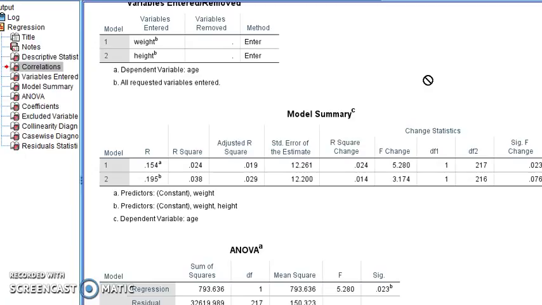Then we look at our R-squared value of 0.024. Again, that tells us how much weight predicts age, and in this case only 2.4% of a person's age is explained by their weight. Looking at Model 2, once again, these are very low values. So with the model that we've created, we can tell that we are not going to be able to accurately predict age just based on weight and height.